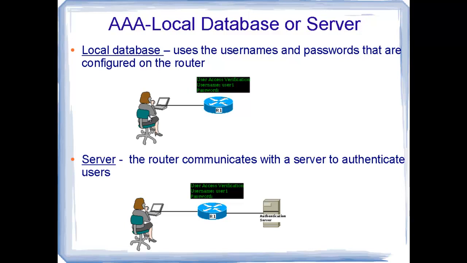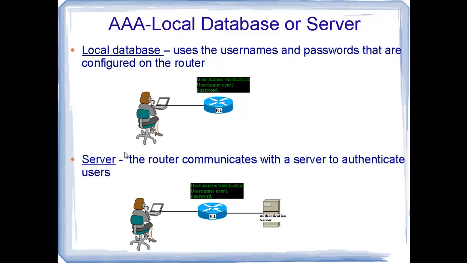So when Sally, I don't know, I'm just going to call her Sally, over here decides that she needs to administer this router, she's going to communicate directly with the router. The router is going to look locally in its own configuration to find user1. Sally types in user 1. The router looks up in its own configuration, finds user 1, finds the password for user 1, gives Sally the password prompt, and waits for her to respond with the proper password before allowing her access to the device.